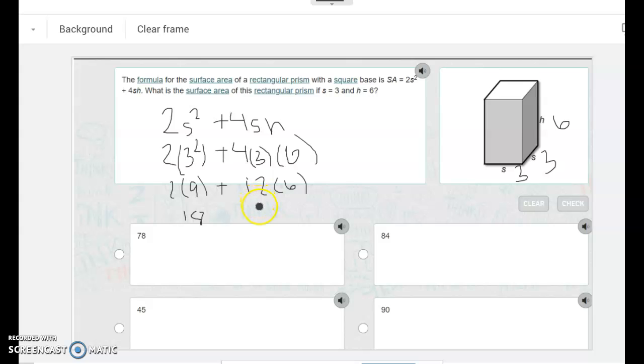Great job. 12 times 6 is going to be 72. And again, I bring everything down. Now, find the final answer. I'm adding 18 plus 72. Great job. So 18 plus 72 is going to give you 90. So the correct answer would be 90.